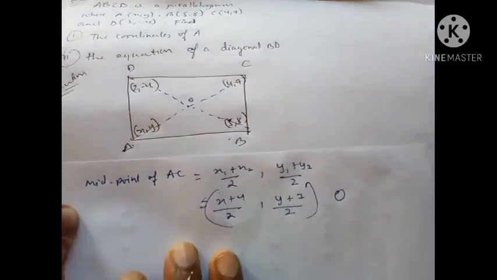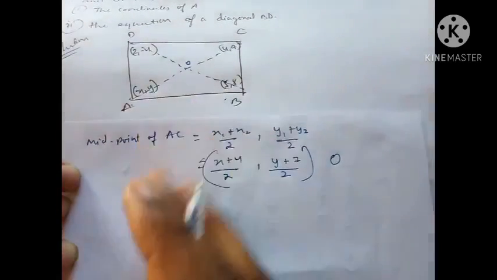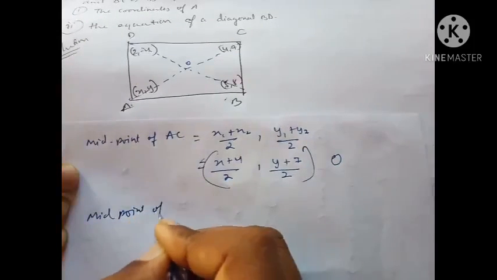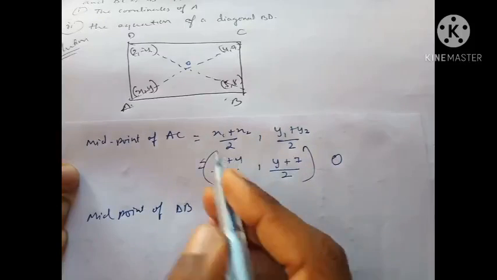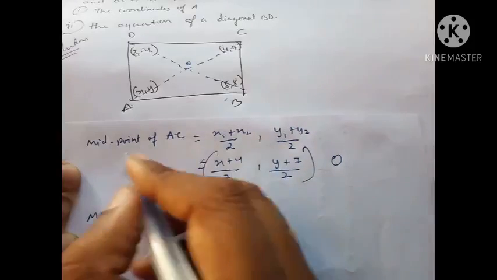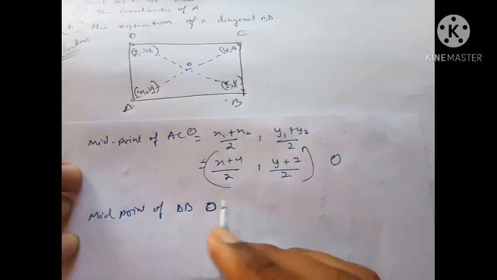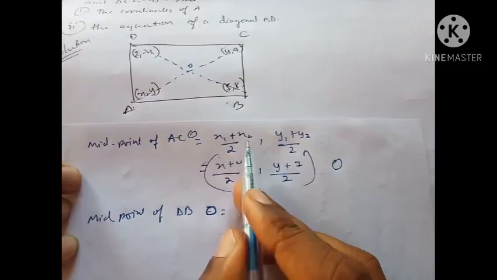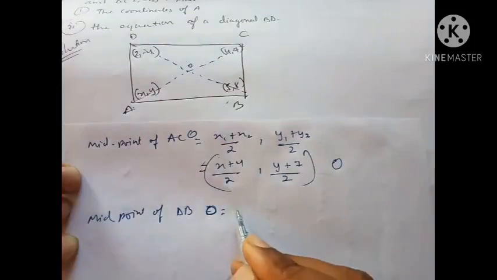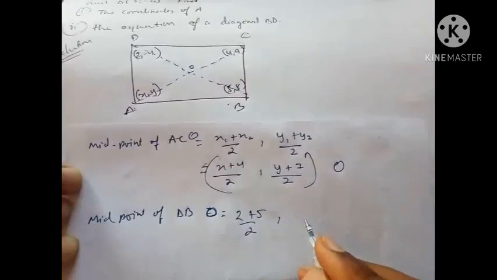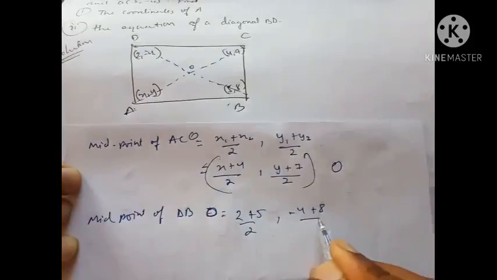Okay. Now, if you have a look very carefully in the same figure, I'll find the midpoint of DB also. So how to find the midpoint of DB? The midpoint of DB is basically O. The midpoint of AC is also O because diagonals cut each other, or bisect each other, at a common point. So the coordinates of O are again x1 plus x2 upon 2. So here x1 is 2 plus 5 over 2 and minus 4 plus 8 upon 2.